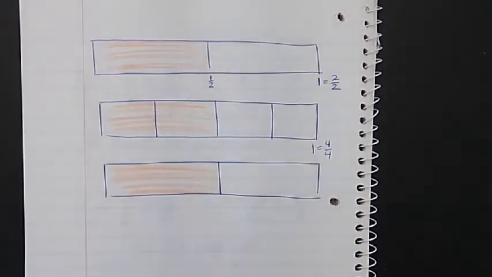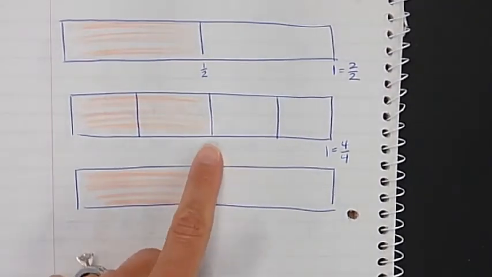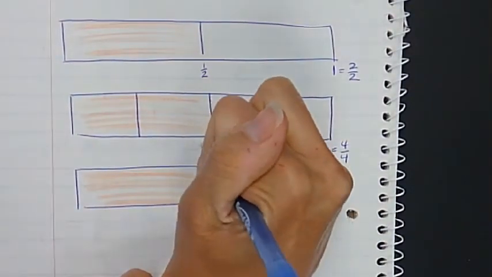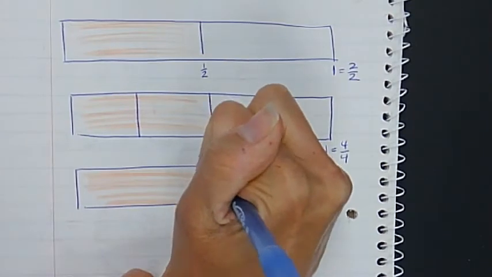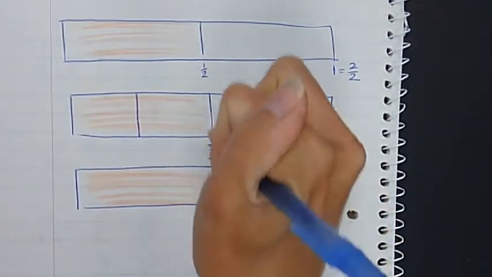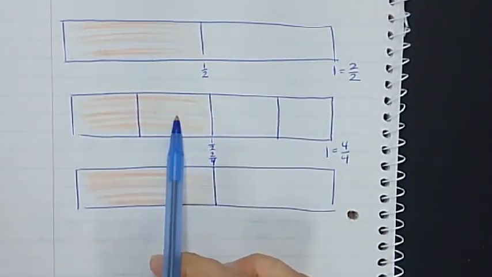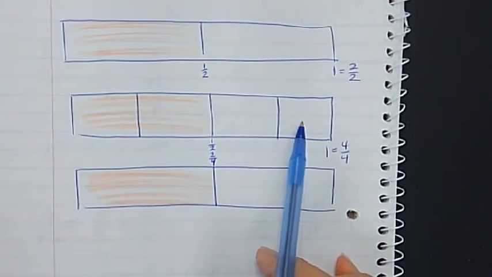And now that I have 4/4 pieces, this half, it's still 1/2, but it's also 2/4. Sorry, I had to write kind of small. This is also 2/4 because I have 1, 2 out of 4 pieces.